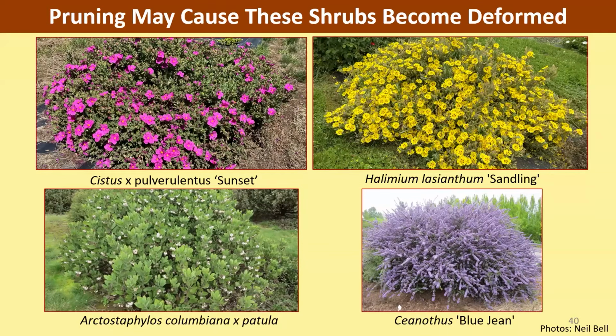These shrubs should not be pruned. The best thing to do is put them in a place where they have plenty of space to grow. And I'm talking about cistus, Halimium, which is a cistus relative, ceanothus, and manzanita.